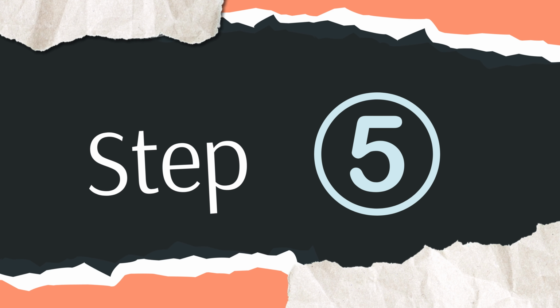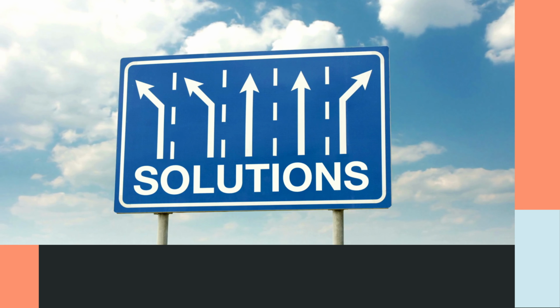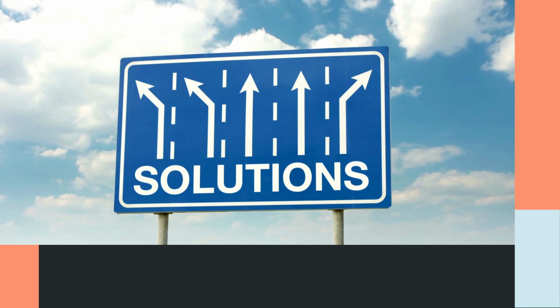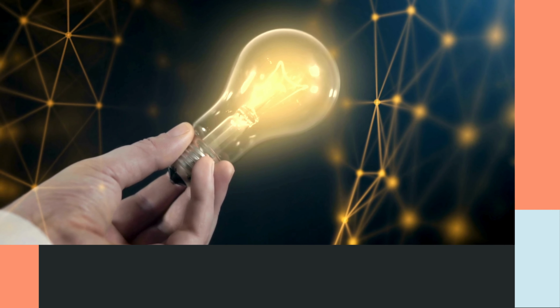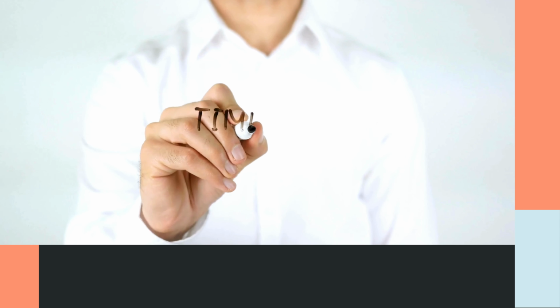Step number 5. Discuss potential solutions. After defining the problem, discuss potential solutions or strategies to address the sustainability issue. Consider both existing approaches and innovative ideas that could lead to positive change. Evaluate the feasibility, effectiveness, and potential challenges associated with each solution.